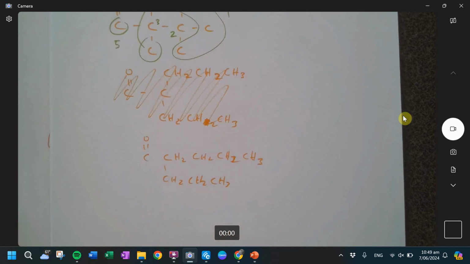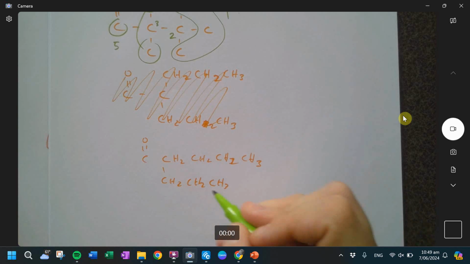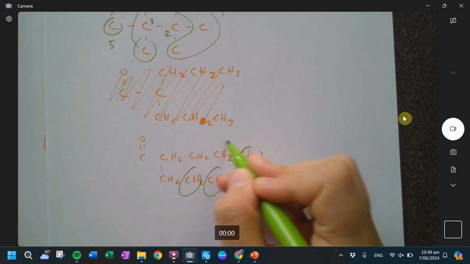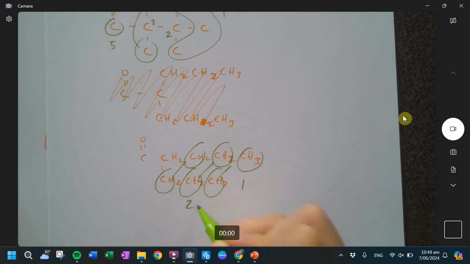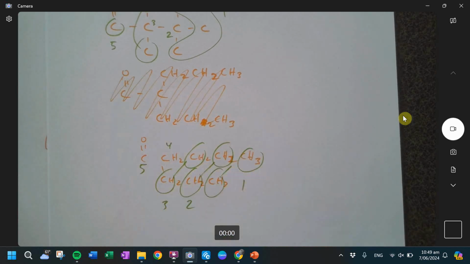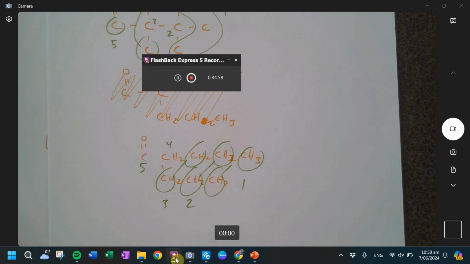And then this one here, I did a propyl branch. These two are the same, these two are the same, these two are the same. So 1, 2, 3, 4, and then 5. All right, I hope that makes a little bit more sense.